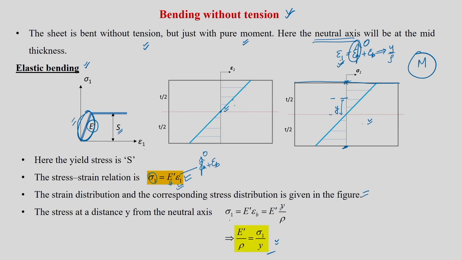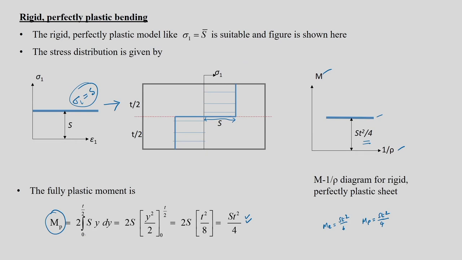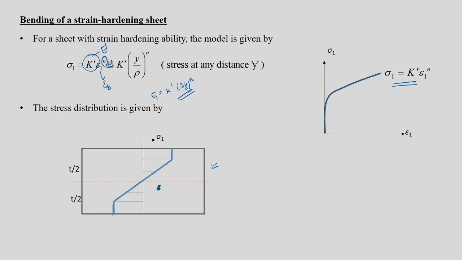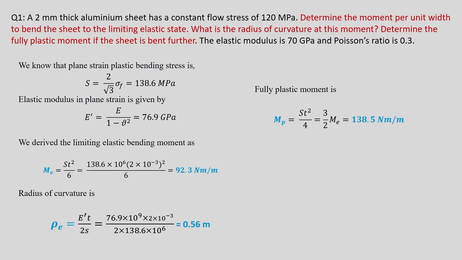In this case, if you know epsilon 1, you can get sigma 1 by assuming different material laws. One is the first one, next one is sigma 1 equal to S, and next one is with strain hardening. In each case you are going to have a different moment curvature diagram, and the stress distribution is also different.